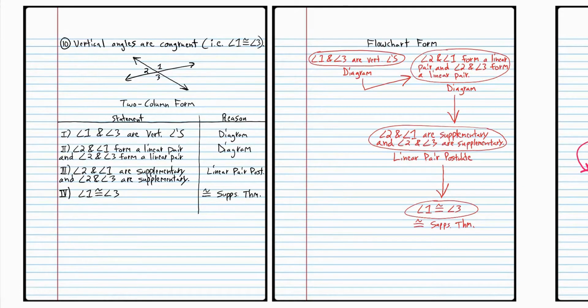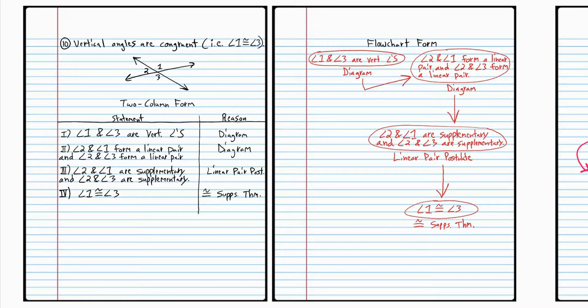All right, we're back. So here's an example of a flowchart. Again, this information is kind of hard to place, but we can just say that they're vertical angles, and I guess technically it follows from that angle 2 and angle 1 form a linear pair, and angle 2 and angle 3 form a linear pair. It follows that those angle pairs must be supplementary, because that's the linear pair postulate. And if they're supplementary, then we can use the congruent supplements theorem to say that angle 1 is congruent to angle 3.